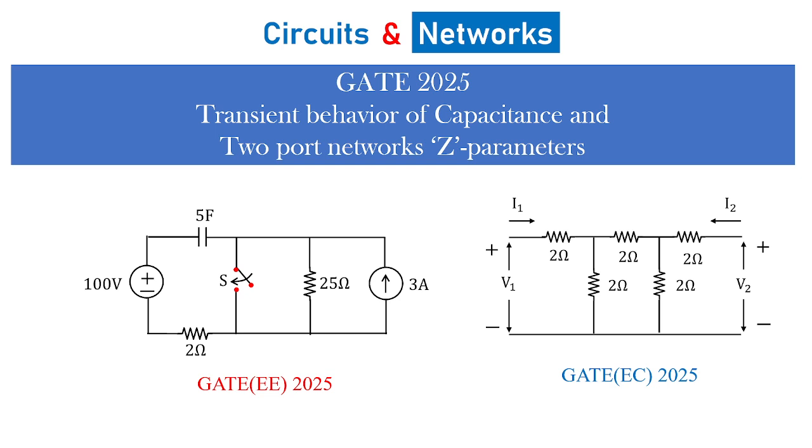In today's class, under GATE 2025, we are going to see two problems which involve transients and two-port networks, especially with capacitance calculations and Z parameters calculation. So this was separately asked in the EEE paper as well as in the EC paper for 2 marks. So how to solve this kind of problem and what basics we require to solve these problems, we are going to see now.